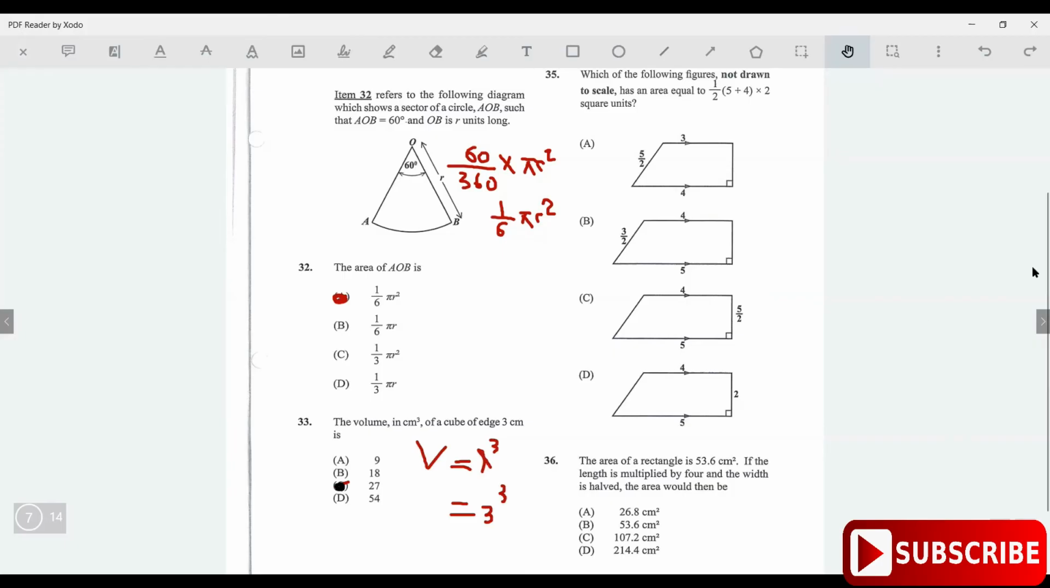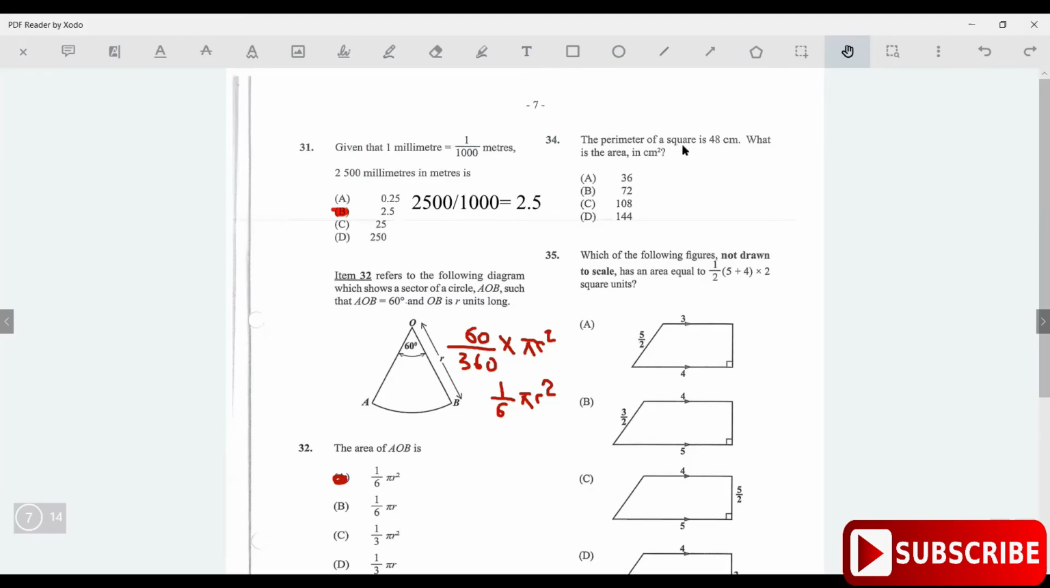All right, moving right along. This says the perimeter of a square is 48. What is its area?